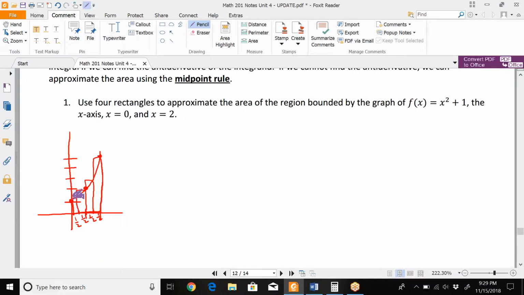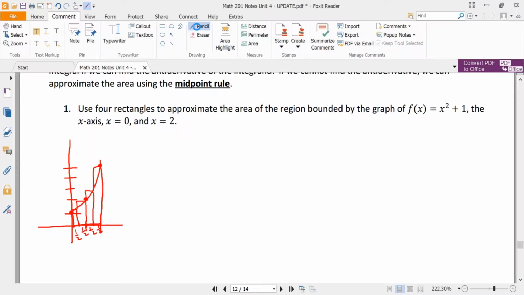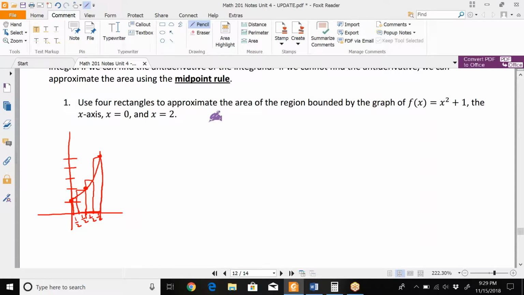To find the height, we evaluate the midpoint of each of those regions. So we need to know the midpoint of each region. I'm going to write out each region first. I had the region 0 to 1/2, and then the region 1/2 to 1. So this is my second rectangle. And then I have a region 1 to 3/2, and 3/2, or 1.5, to 2. So those are my 4 rectangle regions, essentially.